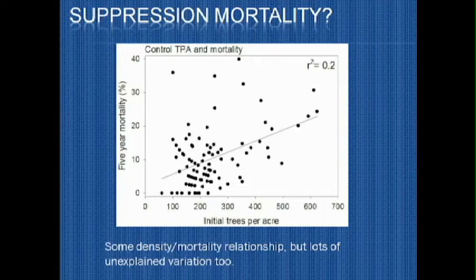But I also looked at basal area and things like relative density and stand density index. You can see 5-year mortality is on the y-axis, and these are the individual control plots and their rates of mortality over 5 years. A couple things I'll point out: the rates of mortality on individual control plots are quite variable, and so are the initial tree densities. There is somewhat of a positive relationship between initial density and mortality rates, but there's still a lot of unexplained variation as well.